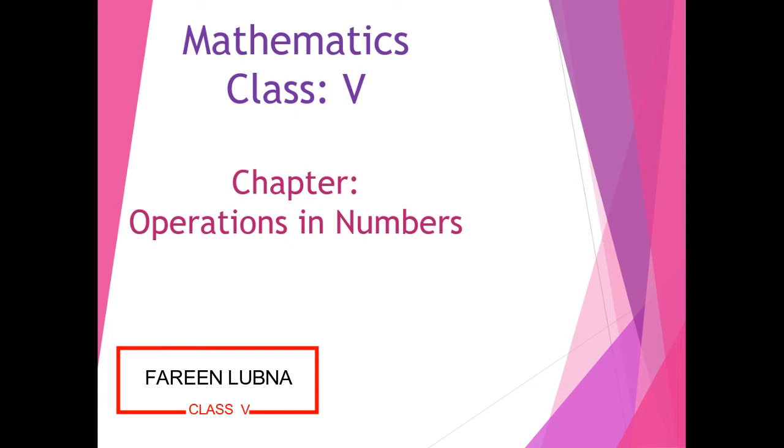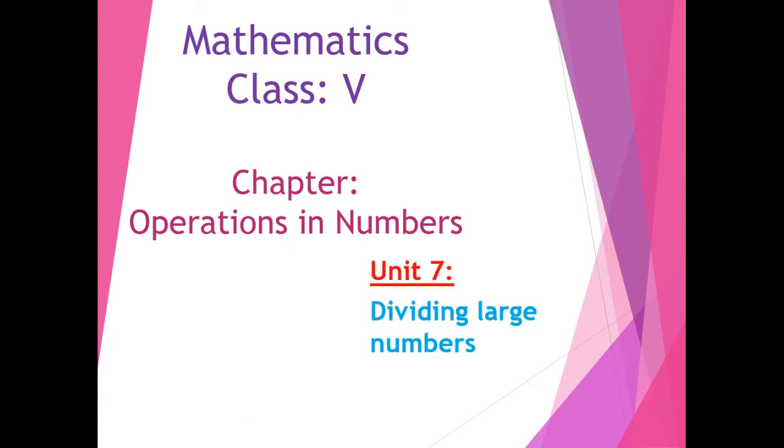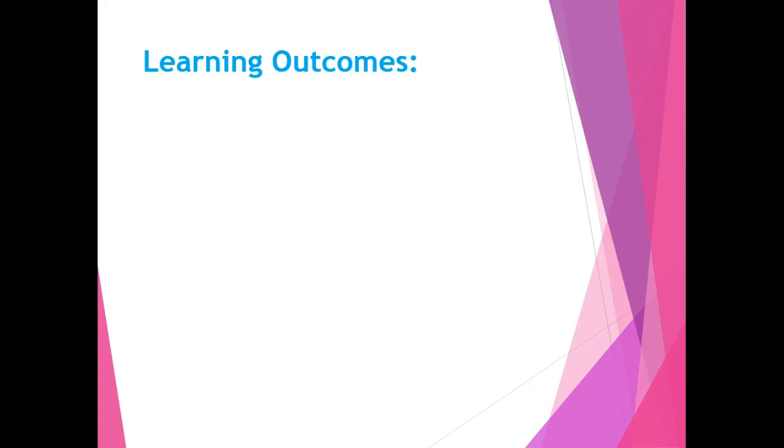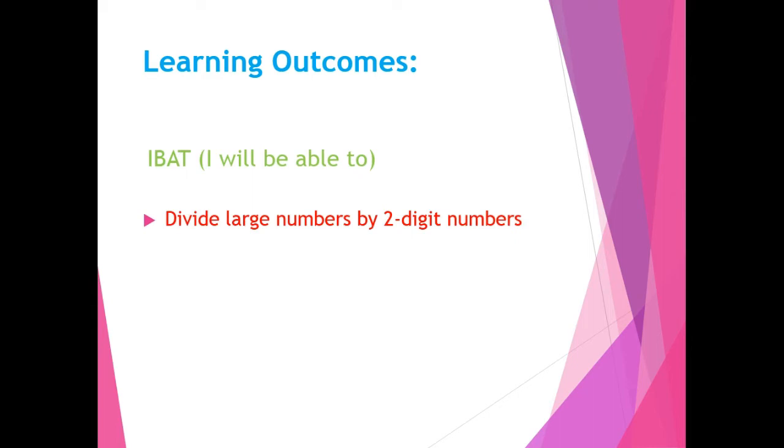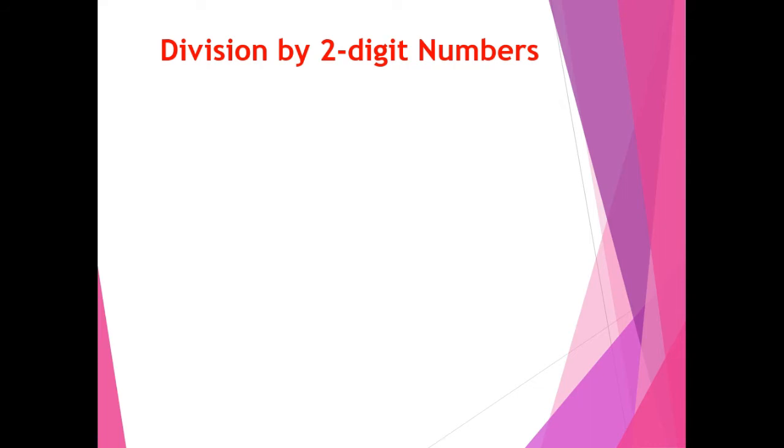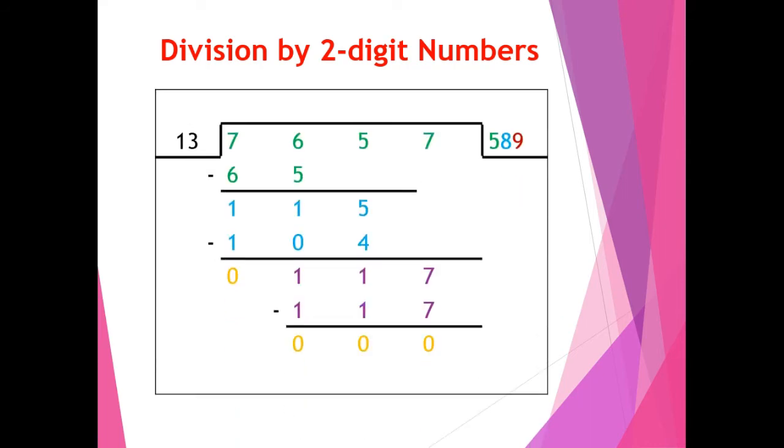This is taken from the book Math Carnival and we are going to study its Unit 7, which is dividing large numbers. Let's start with the learning outcomes of this unit. At the end of this unit you will be able to divide large numbers by two-digit numbers. Division by a two-digit number. An example is given here for you.